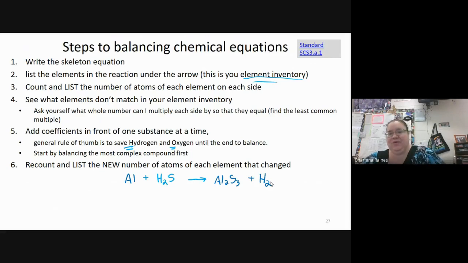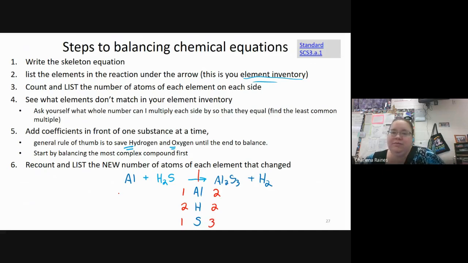This is the skeleton equation. This right now is going to be given to you. I list my elements under the arrow. So I've got aluminum, hydrogen, and sulfur. Next, I count the number of atoms of each element on each side of the arrow. I like doing this under the arrow so that I have that nice, pretty dividing part. So I count on the left, I've got 1 aluminum, 2 hydrogens, 1 sulfur. On the right, 2 aluminums, 2 hydrogens, 3 sulfurs.